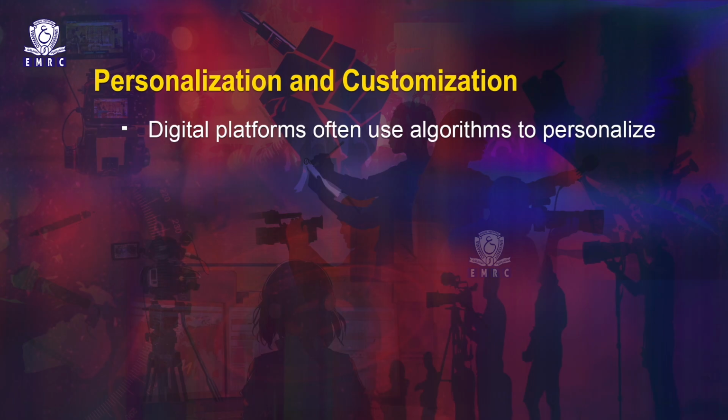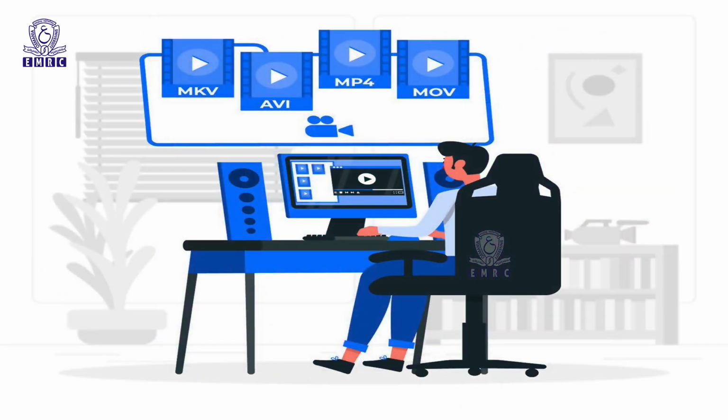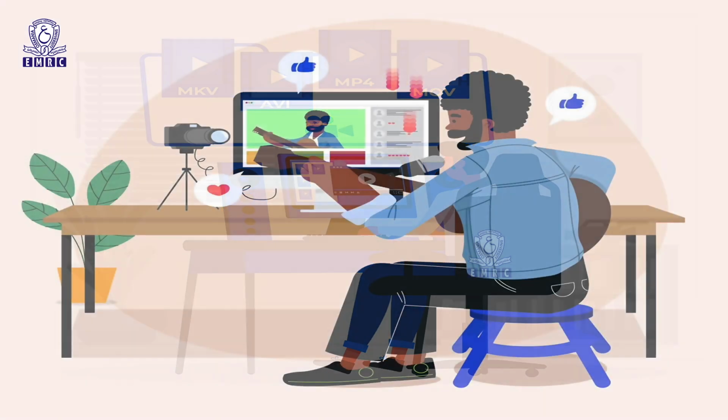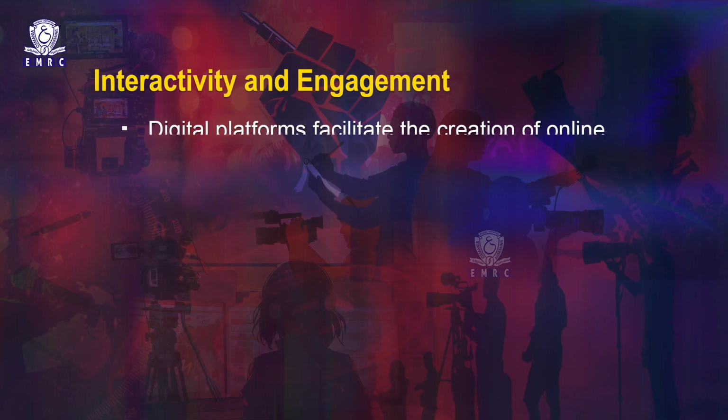Personalization and customization. Digital platforms often use algorithms to personalize content recommendations. Users actively engage with these platforms, selecting and customizing their preferences to receive content that aligns with their specific needs and interests.